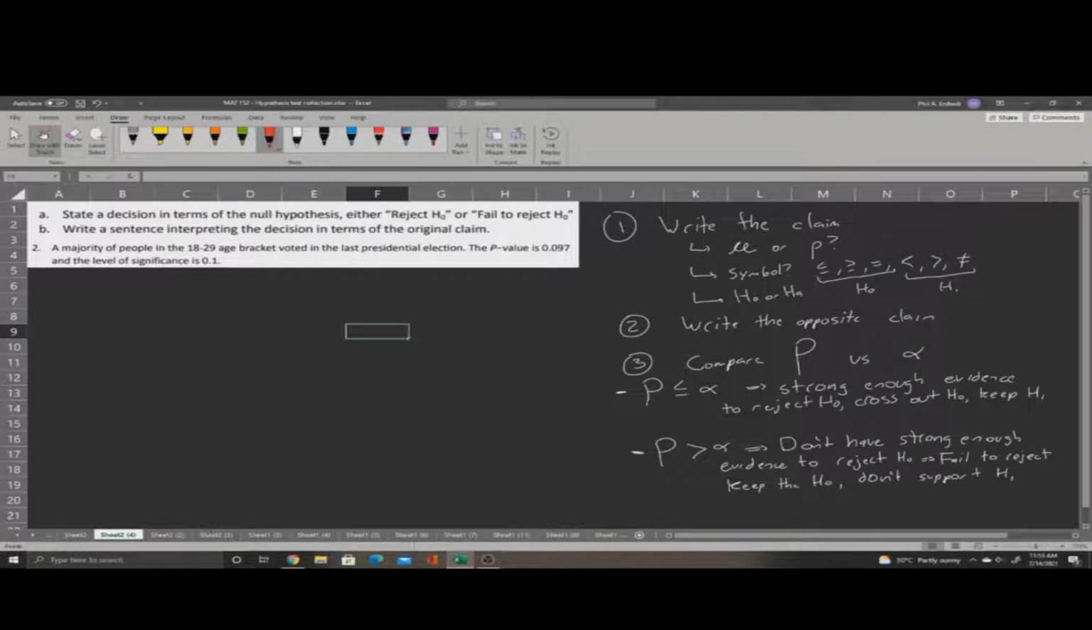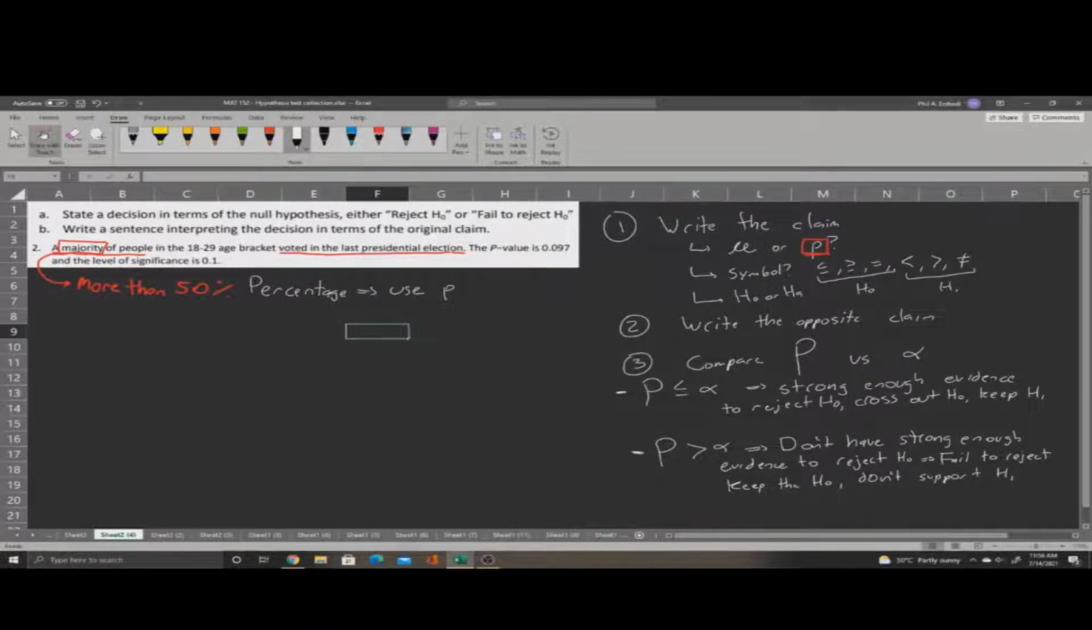Our claim says that a majority of people voted in the last presidential election. And the key word here is majority. Now, what a majority means is more than 50%. Since we are talking about a percentage, that means we are talking little p. So if we had to select a symbol to use, we would use the p and not the mu, because mu is used for means and p is used for percentages.